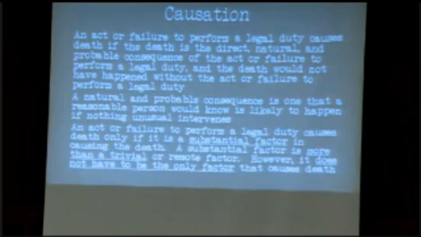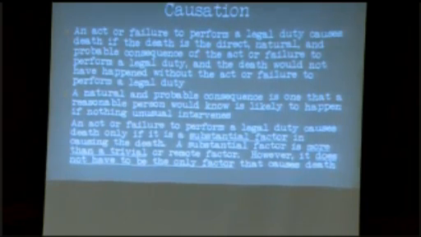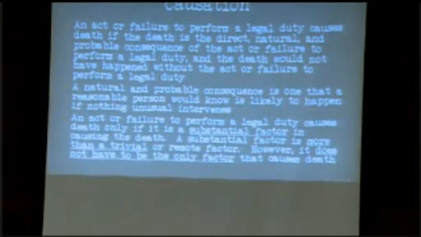A substantial factor is more than a trivial or remote factor. However, it does not have to be the only factor that causes death. Conrad Murray's actions need only rise to more than a trivial or remote factor in causing the death of Michael Jackson for there to be criminal liability under involuntary manslaughter.